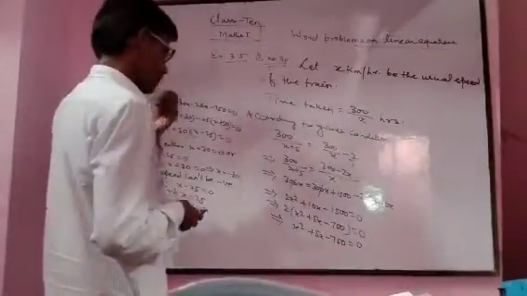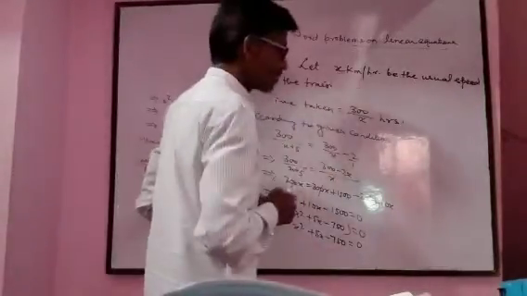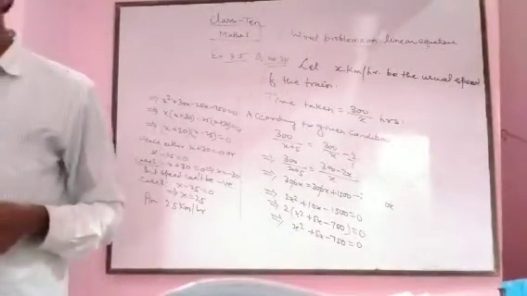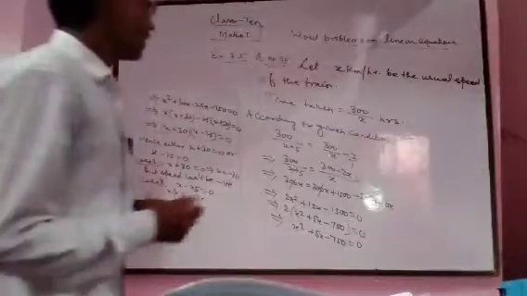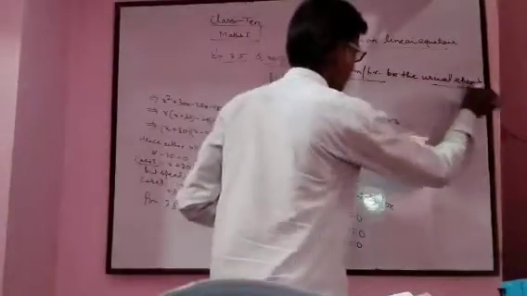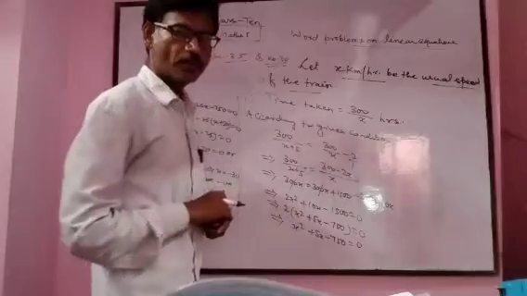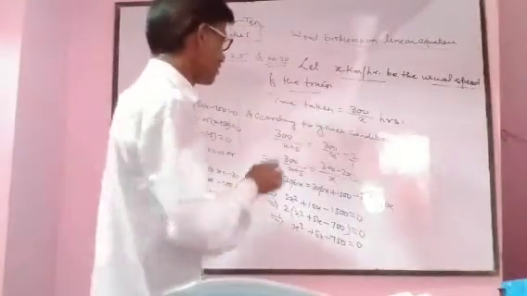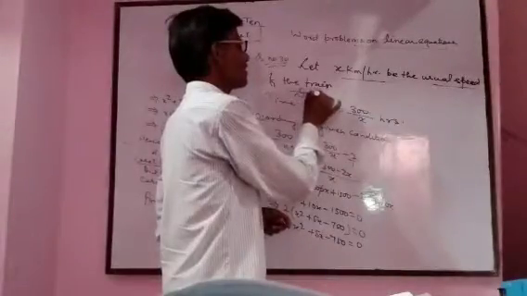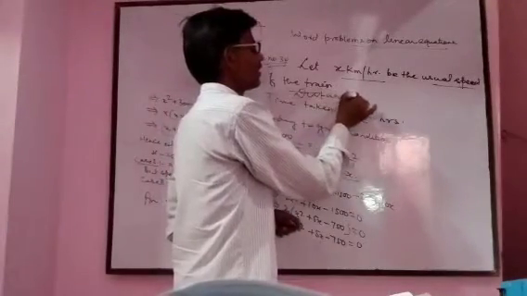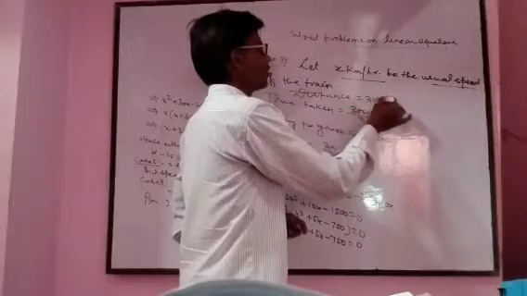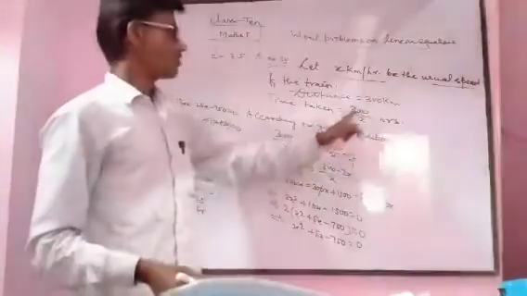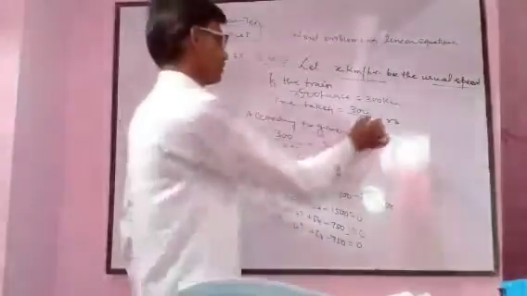Let's do it. We take variable x for the usual speed of the train. Let x kilometer per hour be the usual speed of the train. And the distance to be traveled is 300 km. So the time taken will be distance upon speed, that is 300 upon x hours.